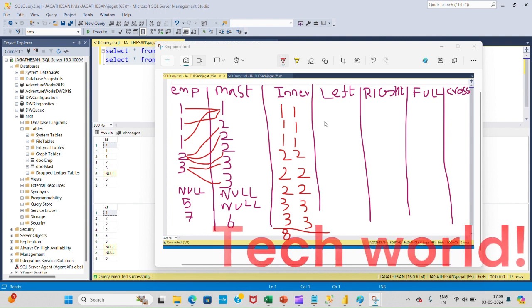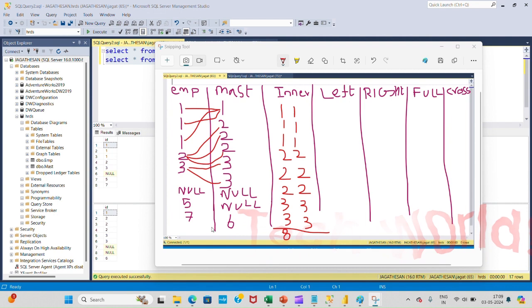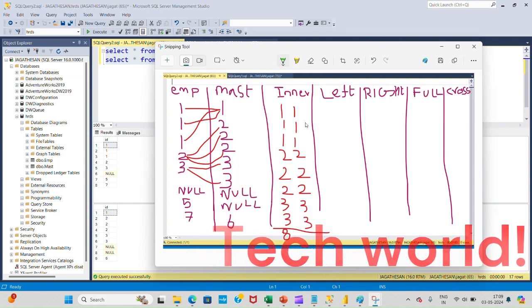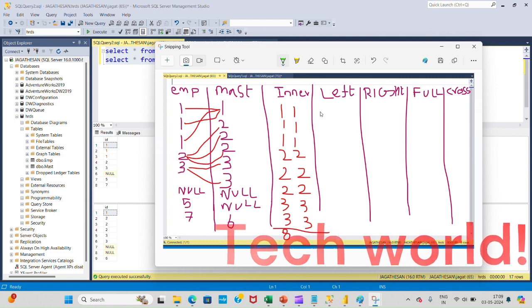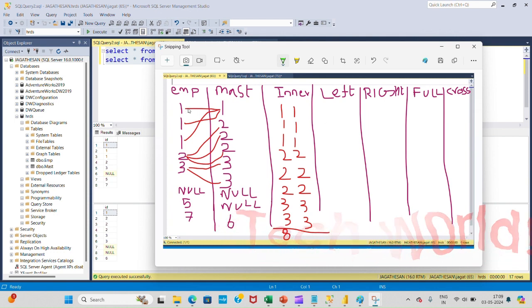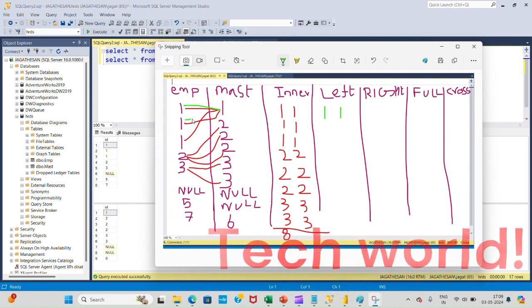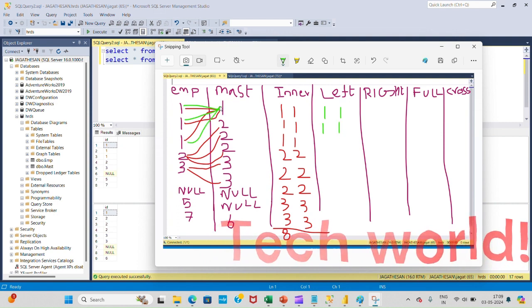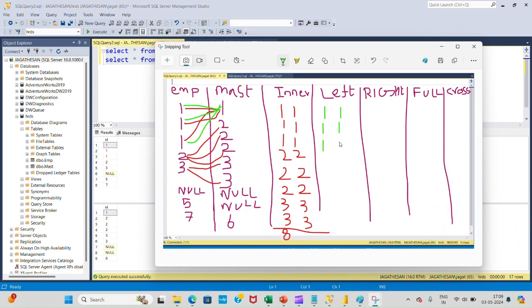Now we are going to see left joins. Left join means all the records from the left-hand side table, and the matching records from the right-hand side table. I'll change the color to green. The records from the left-hand side: 1 will match with the 1s, and the next 1 will match again, and the next one again matches.